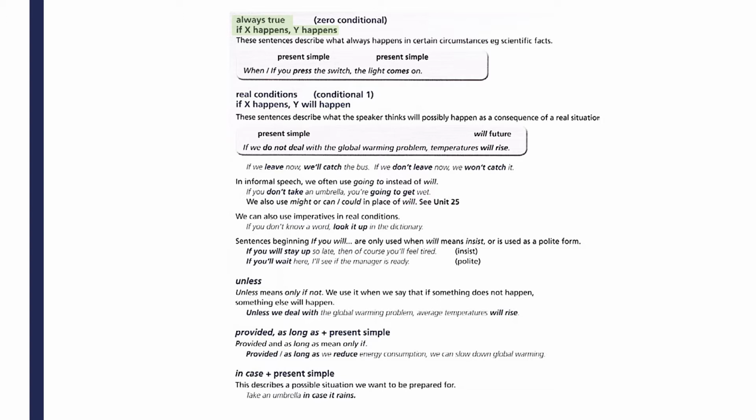We can relate it to the present simple tense, which is what we use to describe habits and facts that always stay true regardless of time. Therefore, for the type 0 conditional, we use the present simple for the condition and the present simple for the result as well.